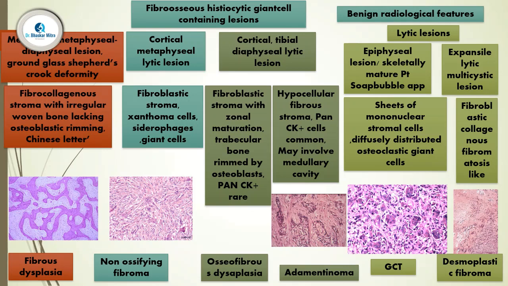Now there may be an expansile lytic multicystic lesion with a fibroblastic cartilaginous form, and here the cells are forming short fascicles. This is the counterpart of the desmoid fibromatosis. Here it is desmoplastic.